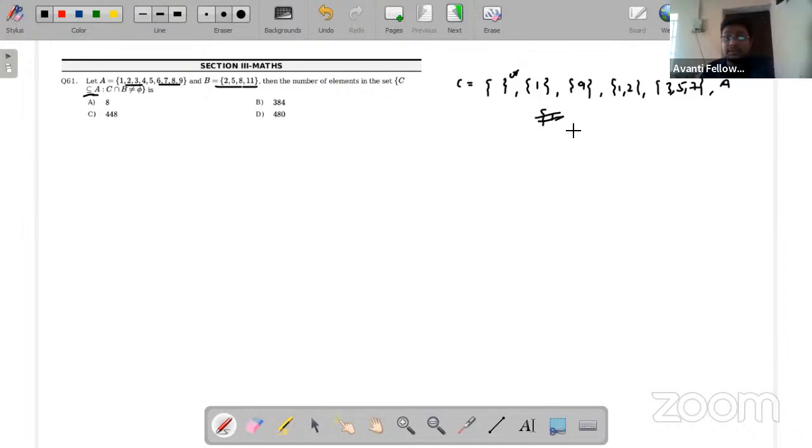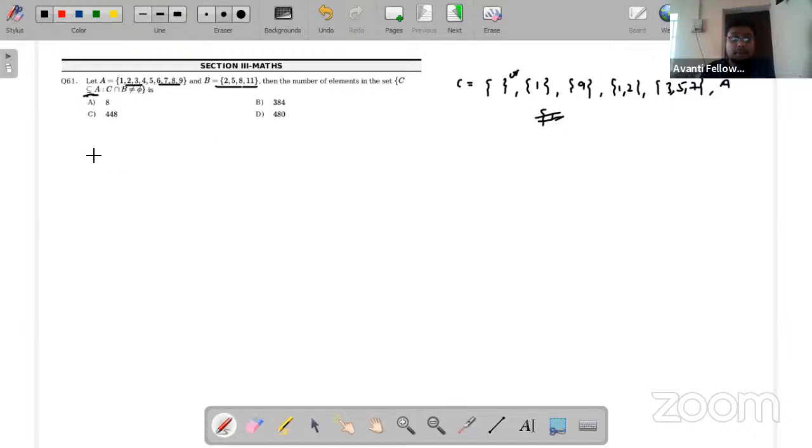So how many total subsets can we find? All those subsets will form a set, right? Clear or not? A subset is also a set. So in that way, we can form a set C, which is a subset of A.